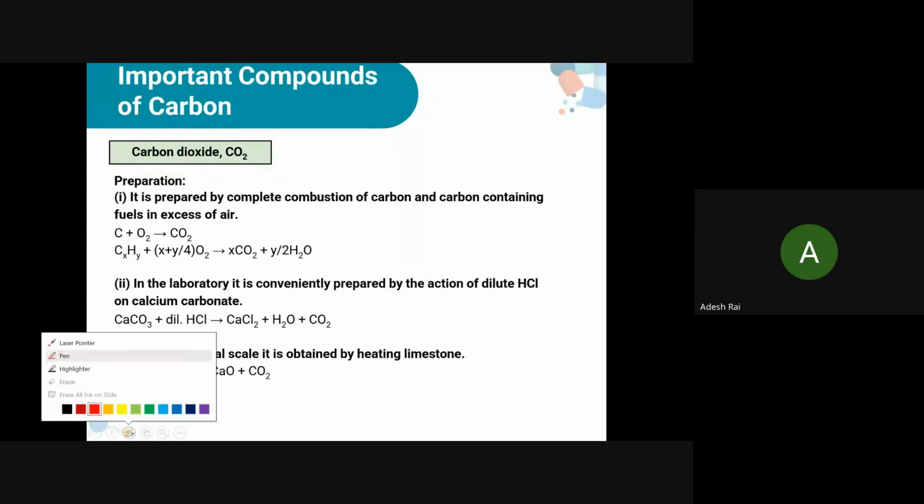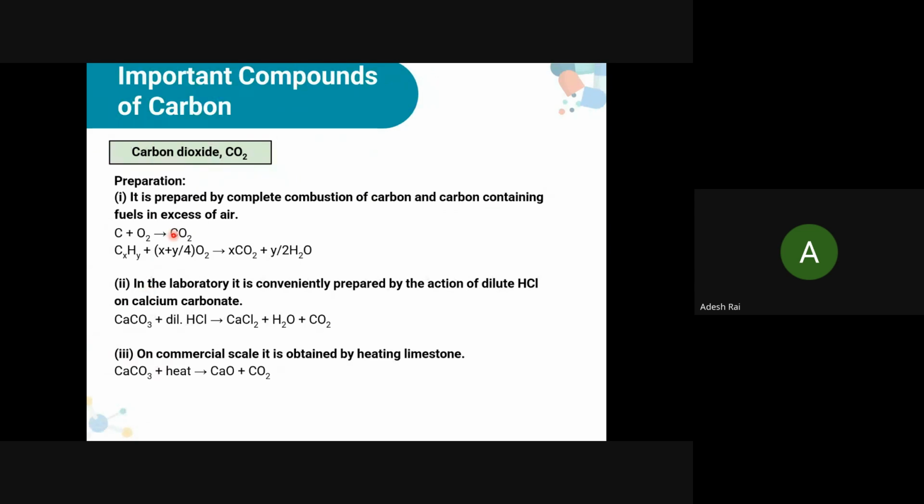Is that clear? You can also do combustion of any hydrocarbon. CxHy is a hydrocarbon. It will give you CO2 and H2O. So that is also one of the preparations of carbon dioxide. But in laboratory, how do we prepare this? We treat calcium carbonate with dilute HCl. When we treat calcium carbonate with dilute HCl, we end up with all this product and CO2 gas is also there. Is that clear? So this is also one of the preparation methods, and this is the laboratory preparation method.